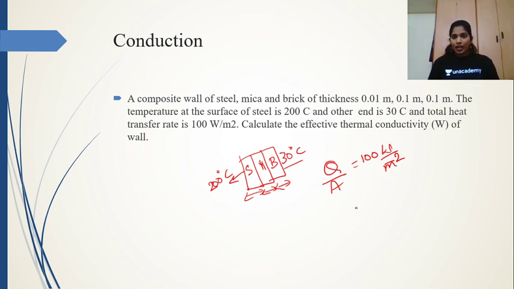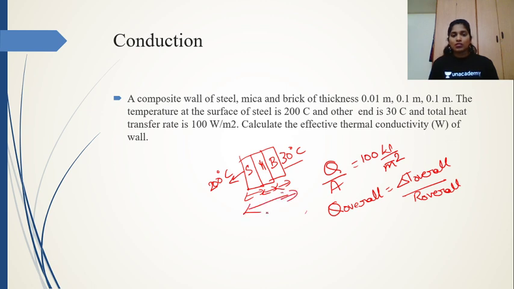Okay, effective thermal conductivity of the wall, right? If we are about to calculate overall heat transfer, then we will write delta T overall by resistance overall, meaning the overall resistance for these three materials, for the wall which consists of three materials. This delta T means 200 minus 30, and R overall, as this is a rectangular slab, means x by K.